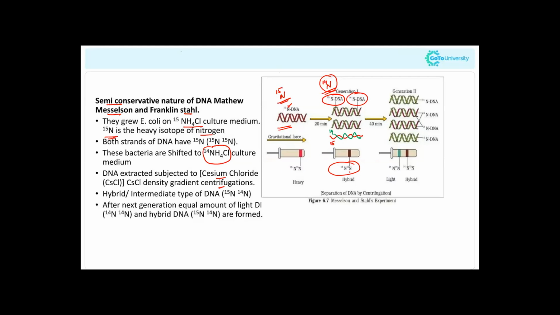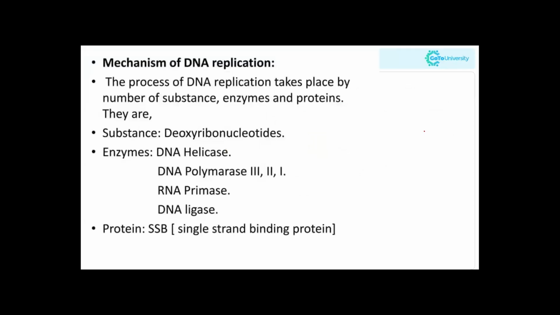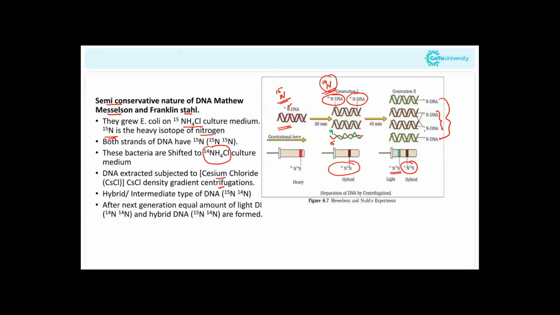The position of DNA bands was observed under UV light, and they found it like this in generation 1. In generation 2, in the next generation, they found that they had both intermediate DNA as well as DNA with only N14. That is after the next generation. So there is an equal amount of N14 DNA as well as hybrid DNA. From this they concluded that DNA replication is semi-conservative.